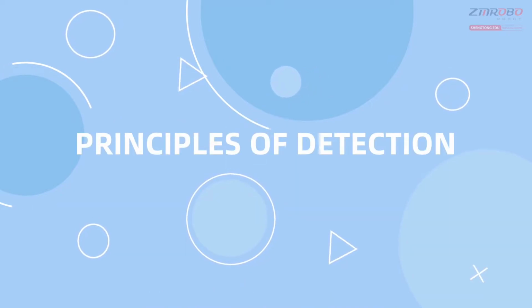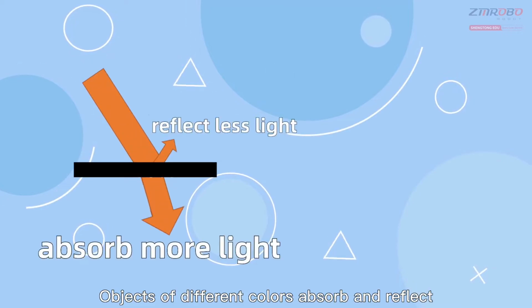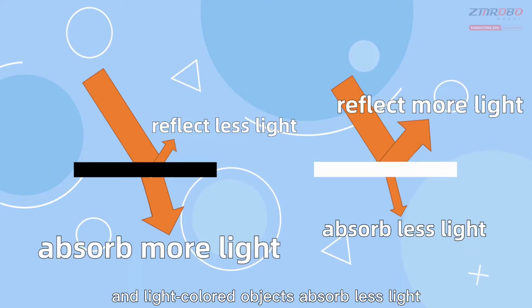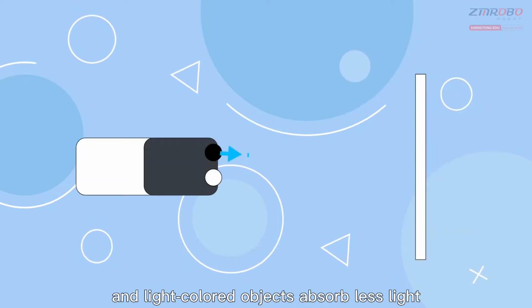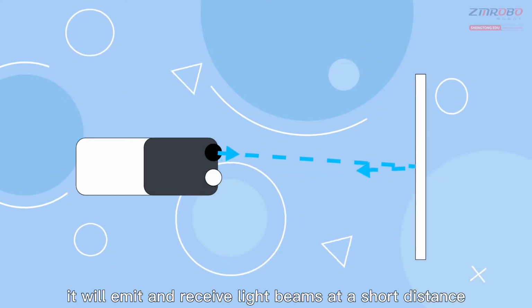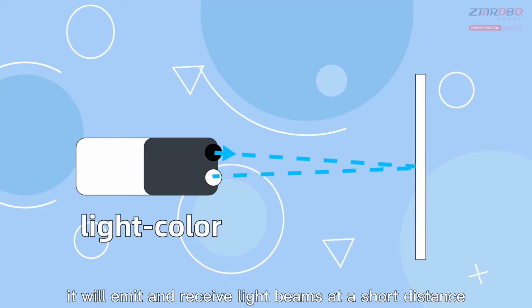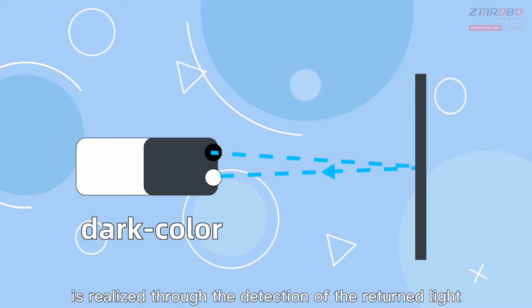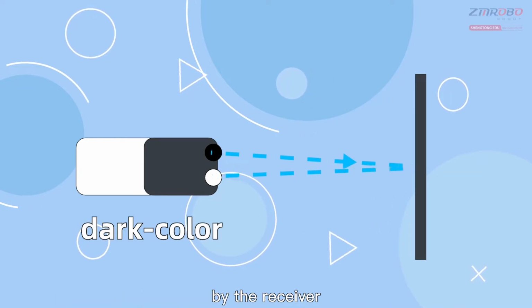Principles of detection. Objects of different colors absorb and reflect light differently. Dark objects absorb more light, and light-colored objects absorb less light. When the photoelectric sensor is working, it will emit and receive light beams at a short distance, and the detection function of the color depth of the object is realized through the detection of the returned light by the receiver.